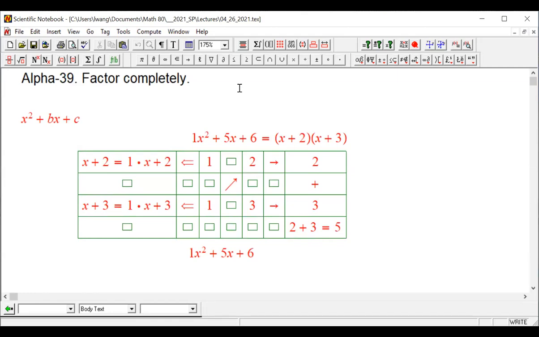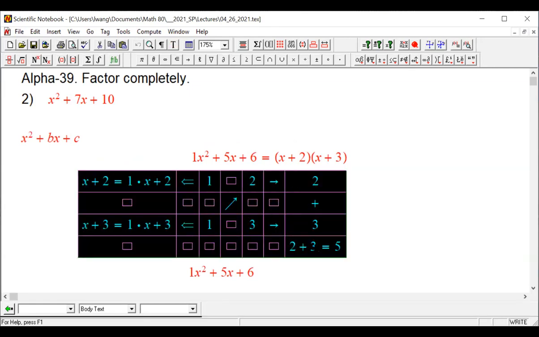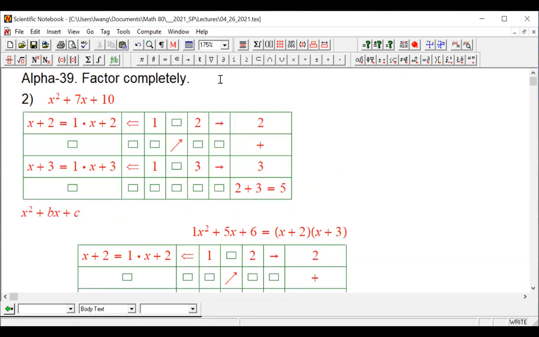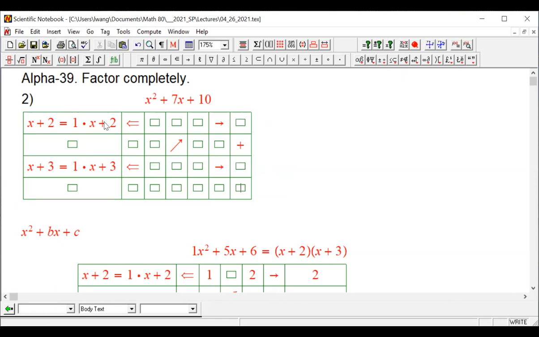For example, last time we did number 1. Let's look at number 2. This time, I'm going to take the lead. I'm going to use the same way to factor, the same setup. I'm going to re-explain how we do this. With the given quadratic form, I'm going to make these blanks.